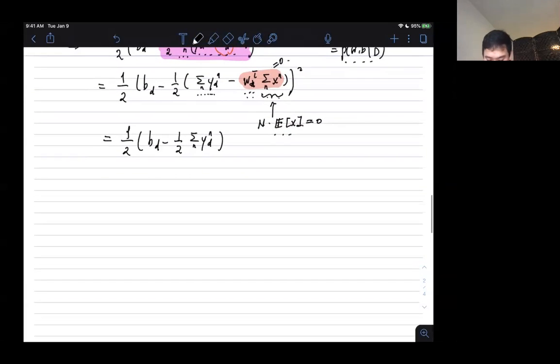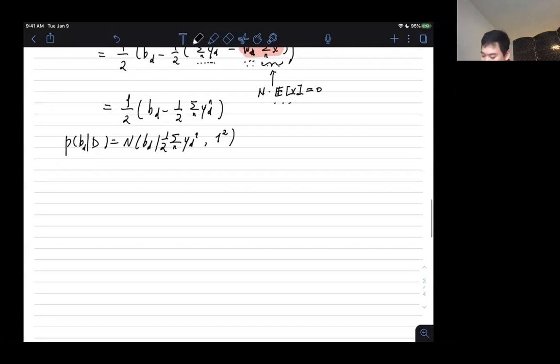And then what this leads to is that our p of b_d given D is going to be just a univariate Gaussian distribution, which is centered at 1 over 2 n times the sum of y_dn, and then our standard deviation is simply 1. And by stacking all those things, we get the probability distribution over the entire bias b, which is going to be a multivariate distribution centered at 1 over 2 sum of all those outputs, with the identity covariance.